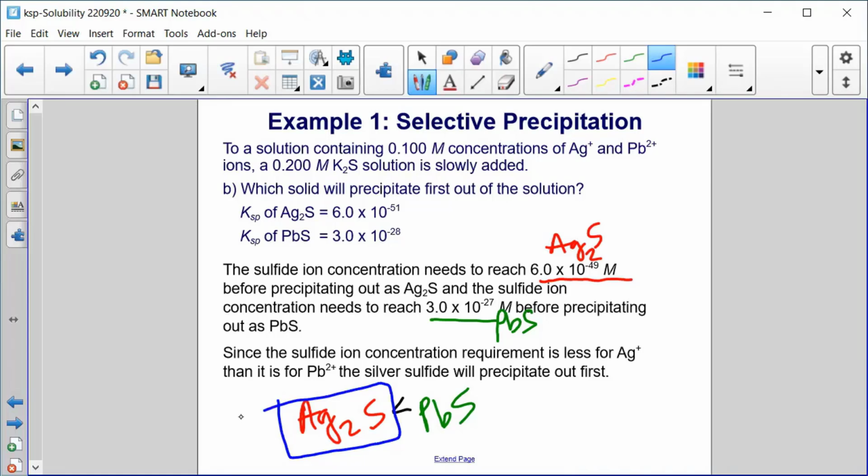And if you look at how much bigger the difference in concentration is here, what we're trying to get to happen is for all of the silver sulfide to precipitate first, leaving behind only lead sulfide in the solution.